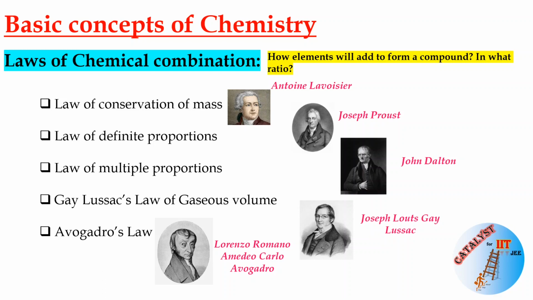So there are 5 laws, and the first law is the law of conservation of mass, which has been proposed by Antoine Lavoisier. The second law is law of definite proportions, proposed by Proust. The third law is law of multiple proportions, and it is proposed by John Dalton. Gay-Lussac's law of gaseous volume was proposed by Joseph Gay-Lussac, and Avogadro's law was proposed by Amedeo Avogadro. Now we will discuss these laws one by one, and we will try to understand these laws first.